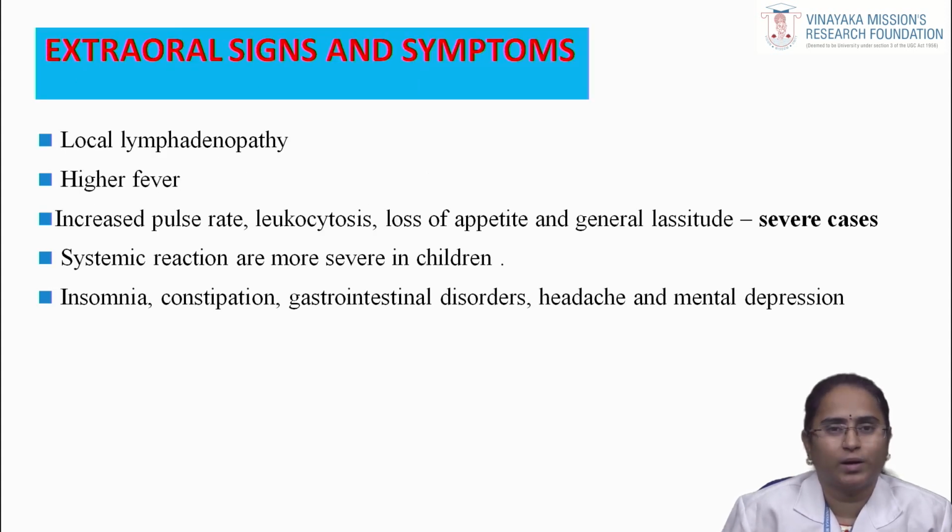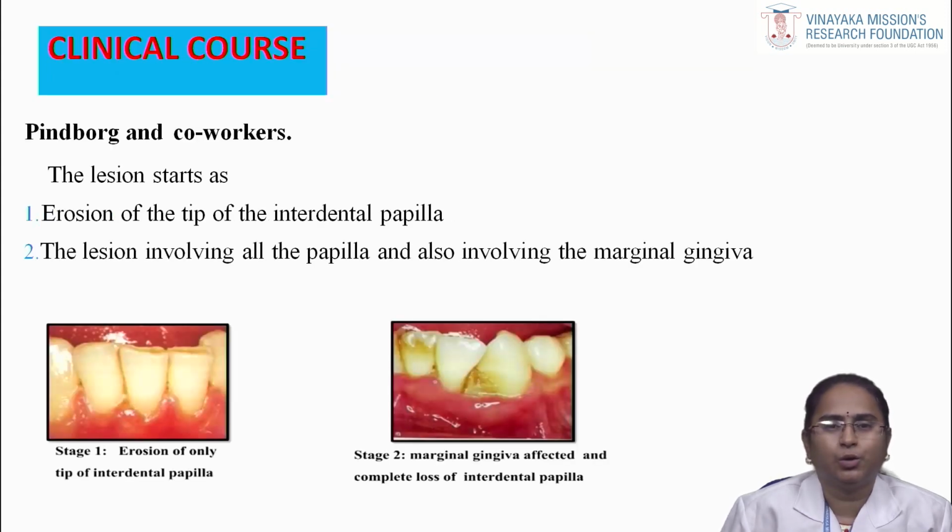And coming to the extraoral signs and symptoms, regional lymphadenopathy will be present, along with fever and increased pulse rate, leukocytosis, loss of appetite and general lassitude in case of severe conditions. Systemic reactions are more severe in children. Insomnia, constipation, gastrointestinal disorders, headache and mental depression will also be present in severe conditions. And coming to the clinical course, Pindborg has described the staging of NUG.